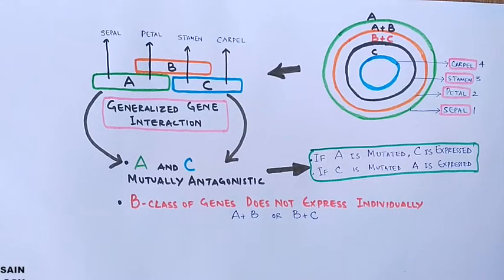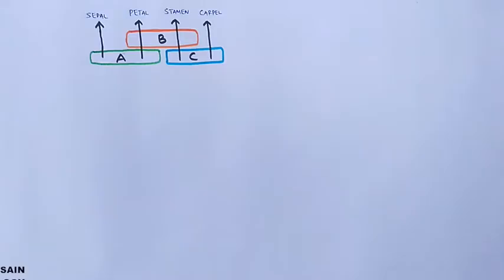So from this generalized gene interaction diagram, we can see it is the B gene that's common in two floral structure developments. One is for petal and second is for stamen. That means B is involved in development of petal as well as in development of stamen. Now let's get to the mutation part.